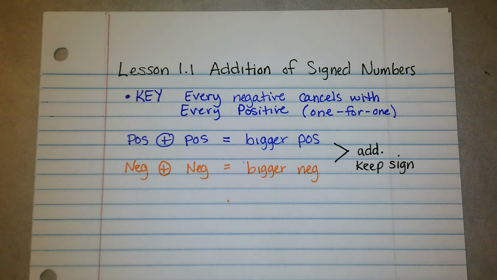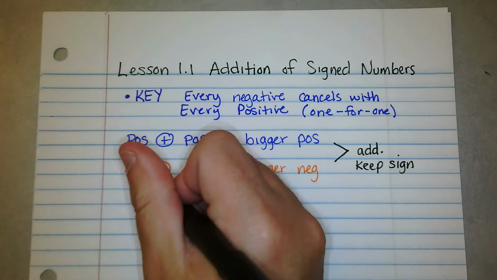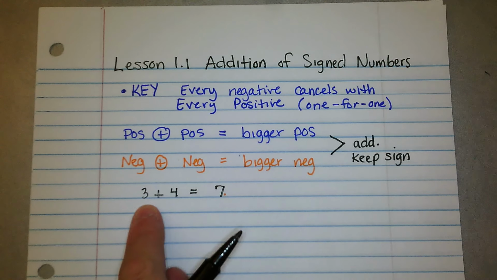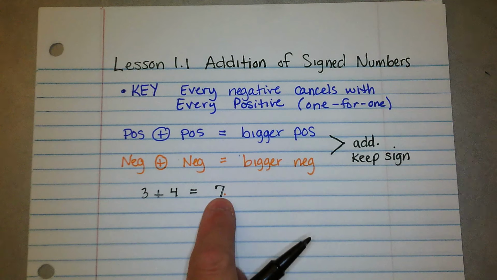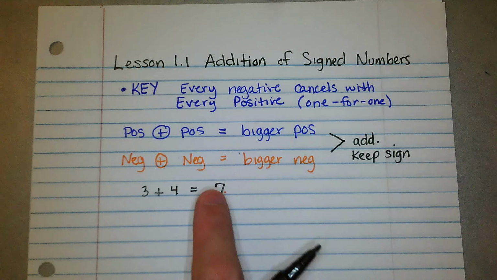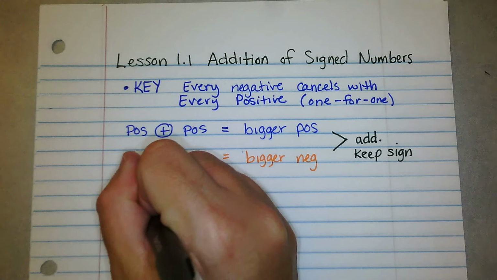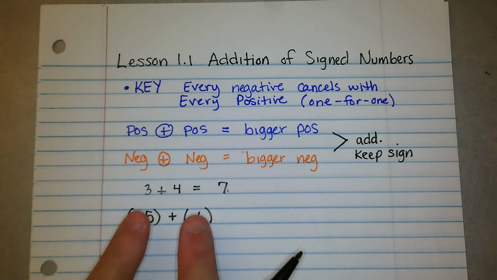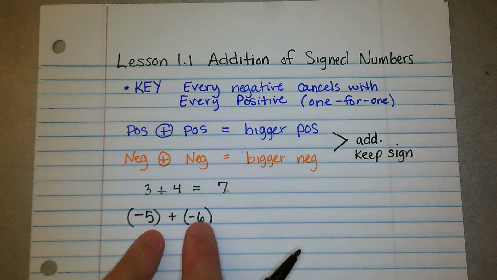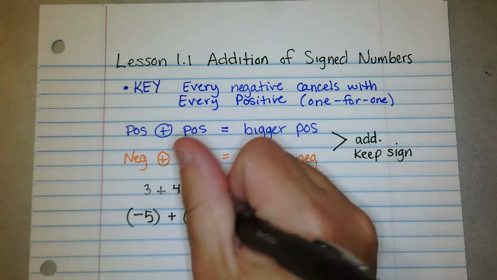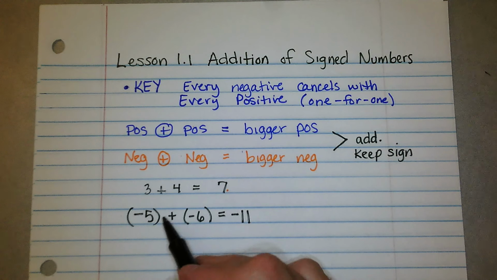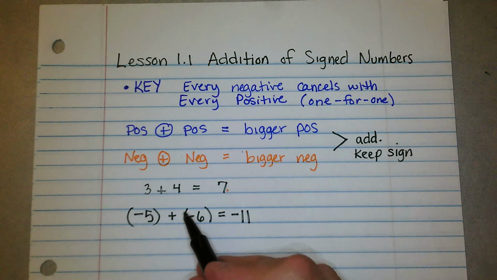An example of each of these would look like this. If I had 3 plus 4, that's going to give me a 7, because 3 positives and 4 positives are going to give me a bigger number of 7, and it's positive. Similarly, if I had -5 plus -6, they're both negatives. They're both on the same team. They're going to combine, and you're going to end up with -11. So you keep the sign. This is a negative because these two are both negative, and you add the numbers.